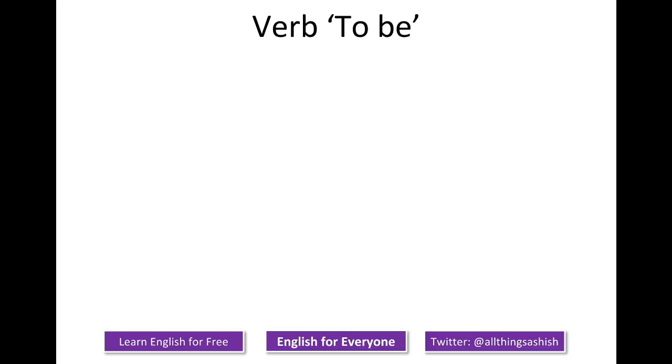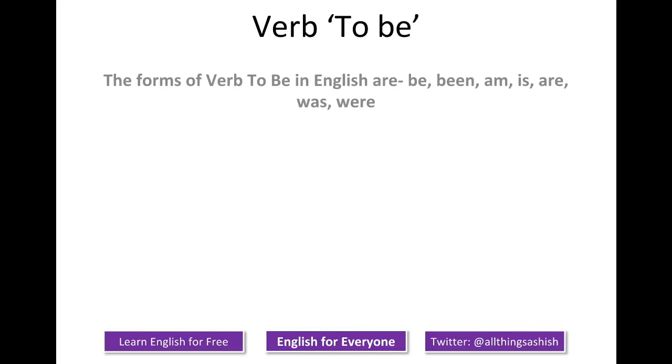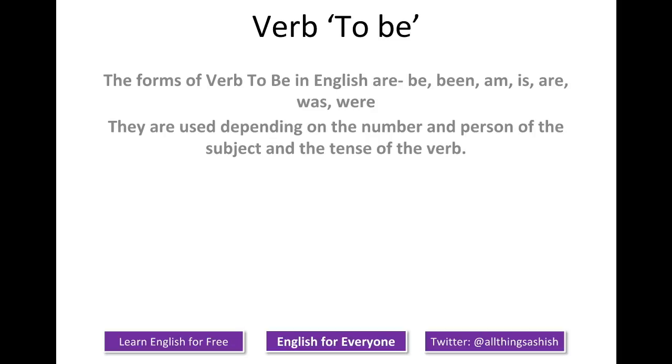And before we move any further in this video, let's learn a little more about verb to be. So the forms of verb to be in English are be, been, am, is, are, was, were. They are used depending on the number and person of the subject and the tense of the verb. So for example, this book is inspirational.